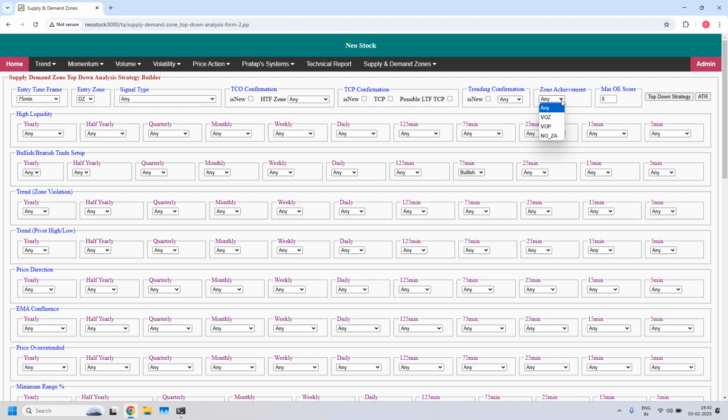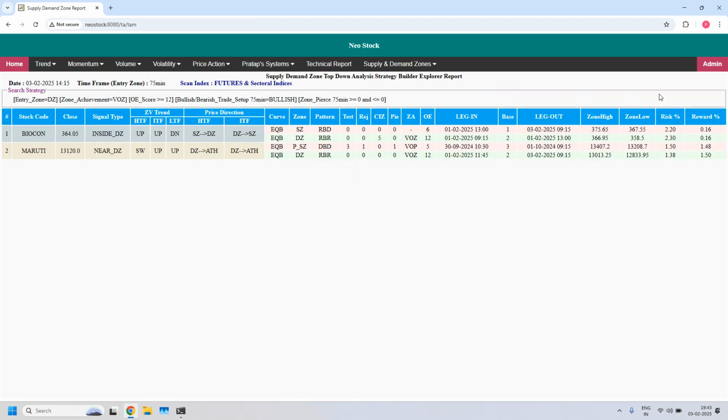And the second filter is zone achievement should not be violated. It should be violated opposing zone. And the minimum odd enhances score should be 12. And all three filters are applied to 75 minutes demand zone. Now we got two stocks. And these two stocks are supporting bullish trade setup for weekly income trade. Entry time frame zones are 75 minutes demand zones.